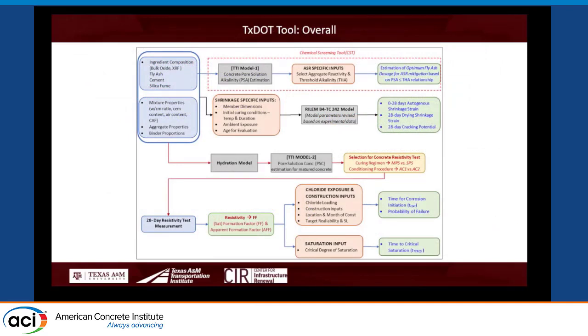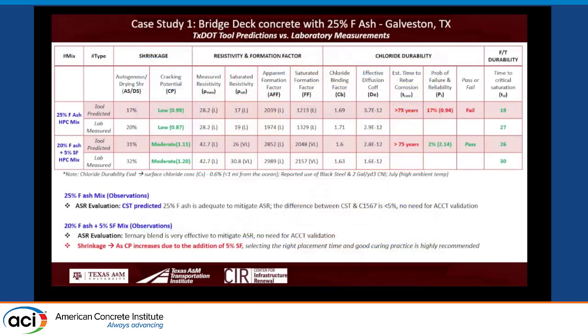Everything is connected. You give all the inputs, and it predicts how much SCM you need to mitigate ASR, what is the autogenous shrinkage, drying shrinkage, and cracking potential. Then it selects the resistivity testing parameter. It calculates formation factor. It considers all the exposure conditions, and it gives the time of corrosion initiation and probability of failure. It also gives time to critical saturation for freeze-thaw durability. So everything is in Excel.